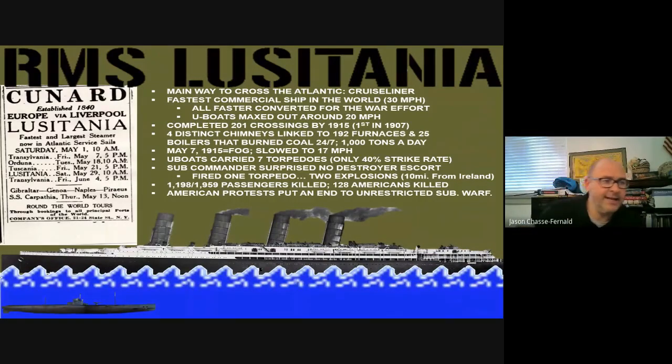When you talk about the Lusitania, it's a passenger ship. Why was this passenger ship targeted? The reason is the same reason why the sub-commander was surprised that it didn't have a destroyer escort, and that he fired one torpedo and 2 explosions happened as a result. This is a sister ship of the Titanic. If you know anything about the design of the Titanic, you should probably be aware that one torpedo would not have sunk this thing, or should not have sunk this thing.